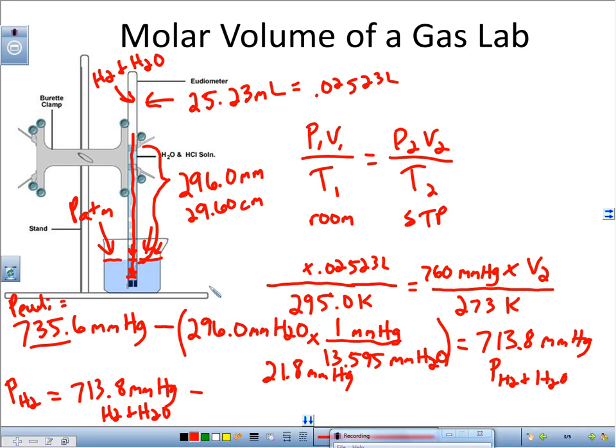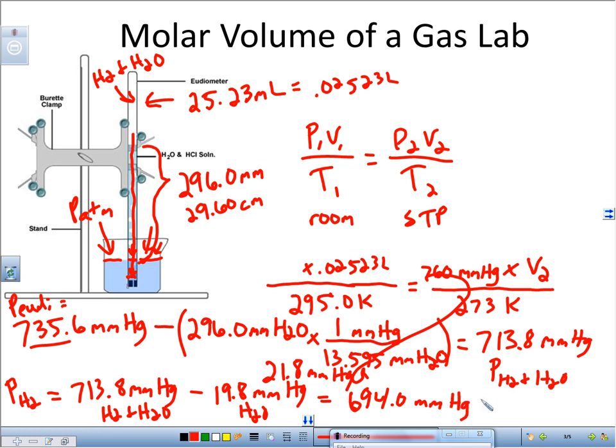I've got my information. And from my water vapor sheet, I need to subtract 19.8 millimeters of mercury, because that is the pressure of just the water. Because I want the pressure of what's called a dry gas, just the hydrogen. So when I subtract 19.8, I get 694.0 for my pressure of just the hydrogen gas, and that's going to be millimeters of mercury.